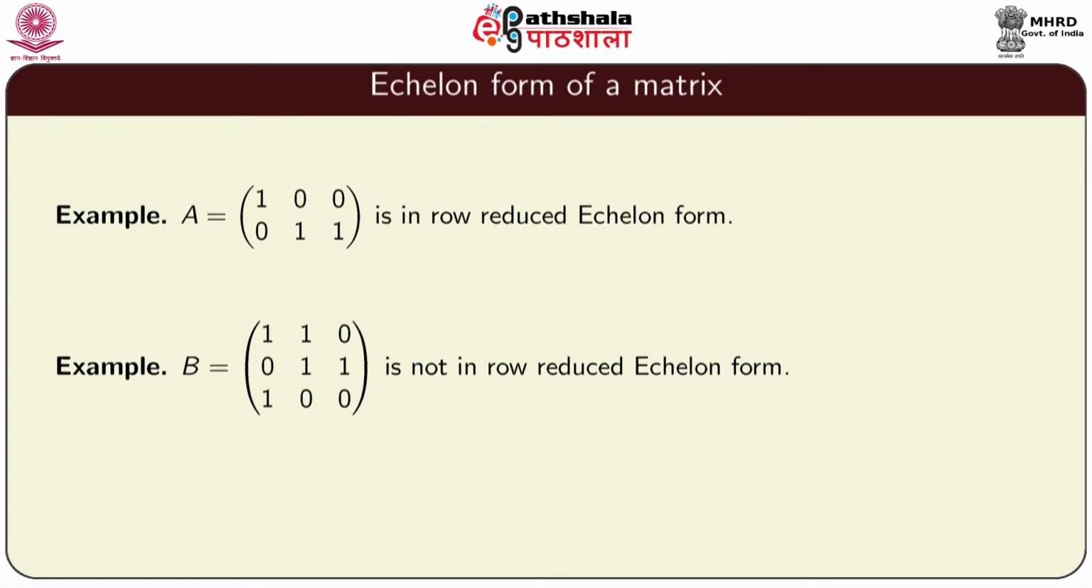The matrix A has two rows. Look at the first row. The first non-zero entry is 1, which is at the 1 1 position of the matrix, that is, it is on the first column of the matrix, and the other entry in the first column is 0. So, there is only one non-zero entry in that very column. And then in the second row, the first non-zero entry is again 1, which is in the 2 2 position of the matrix. So, that is, it is in the second column of the matrix, and the other entry in the second column is 0. So, it really fulfills all the requirements for echelon form. So, this is one good example of a matrix in row reduced echelon form.